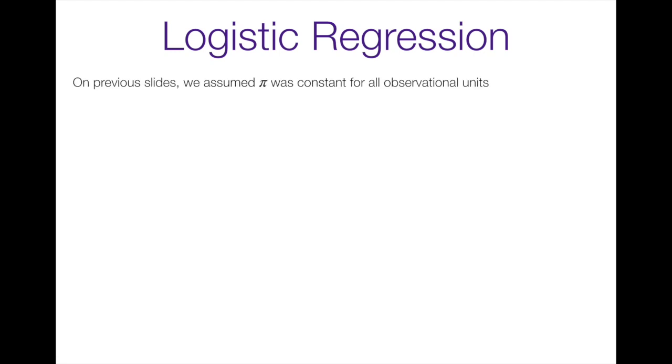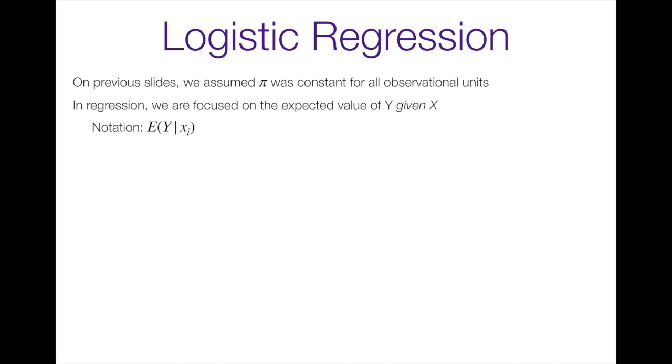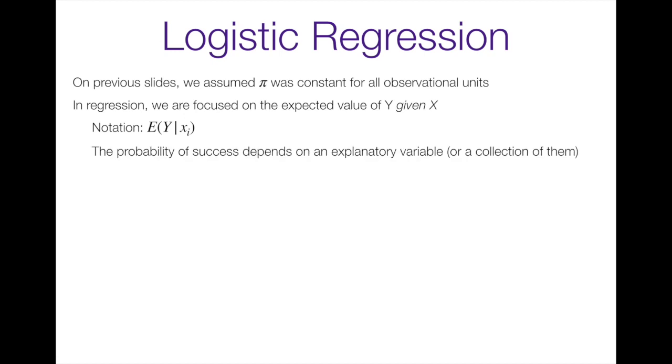Now, in the previous slides, we were assuming pi was constant. That was one of the assumptions necessary to use the Bernoulli distribution. But in regression, that's often not the case, right? So in logistic regression, we're really focused on the expected value of y given x. So the notation of this, expected value of y given x, we use that conditional notation. So this means it's the probability of success, and that probability depends on an explanatory variable, or a collection of them. Right now we're going to focus on just having one, but you can have many, as we have seen.